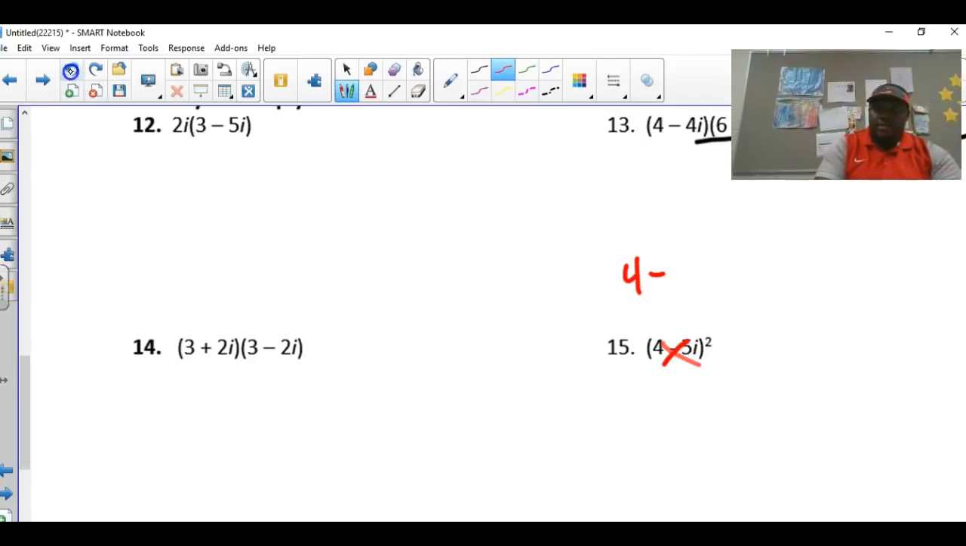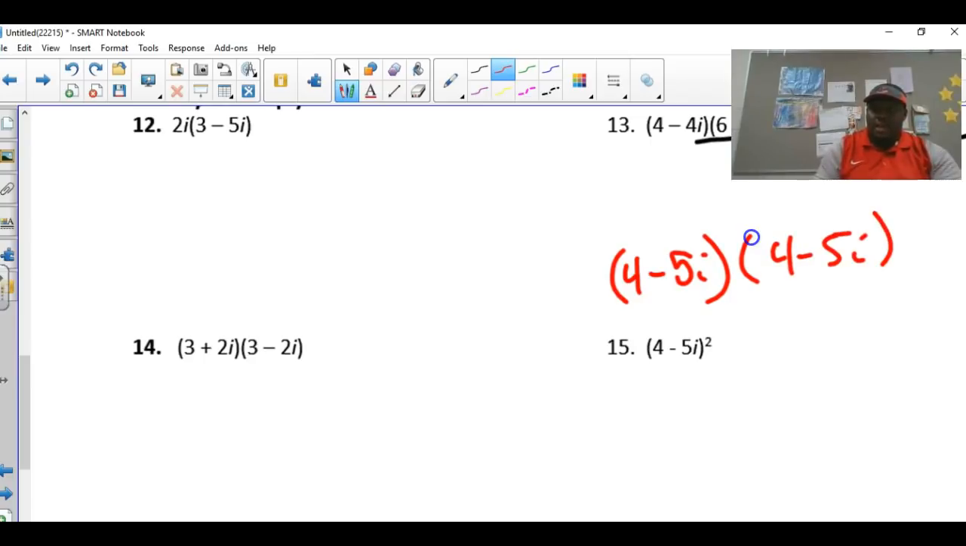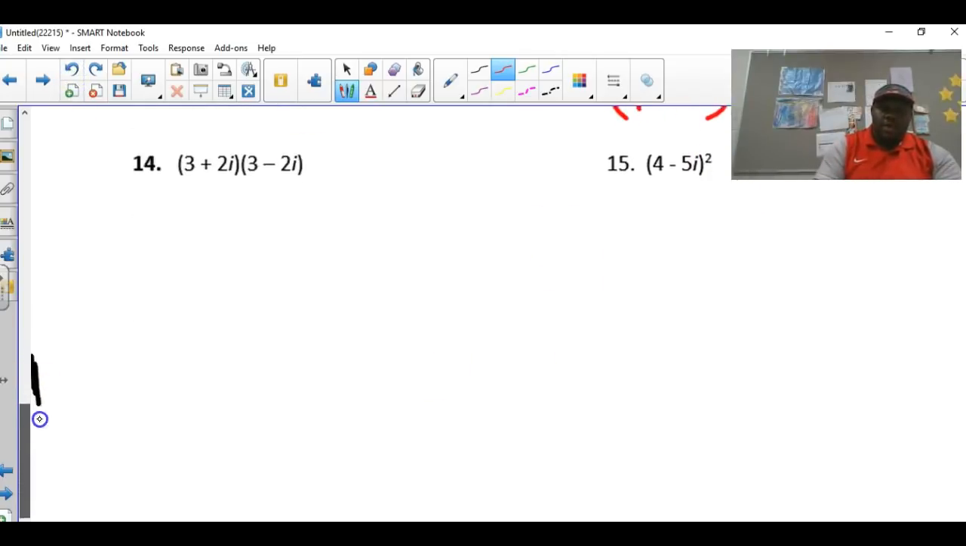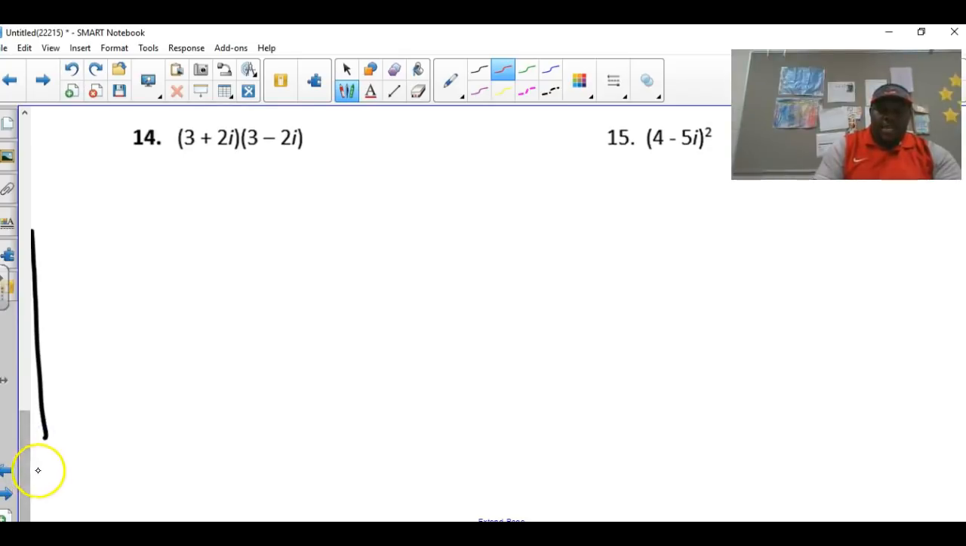Or in this case, 4 minus 5i times 4 minus 5i. You expand it like that. Write it twice. This tells me I have 4 minus 5i twice. So make sure you expand that one. Give that a U-try. Okay, well, that's it, man.